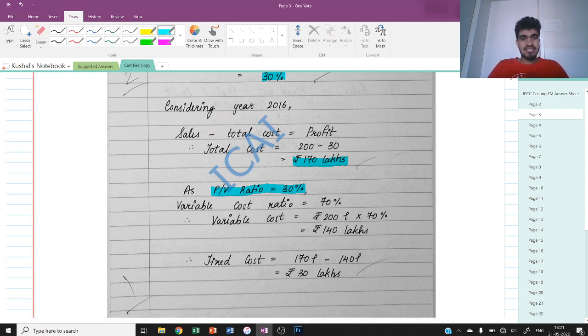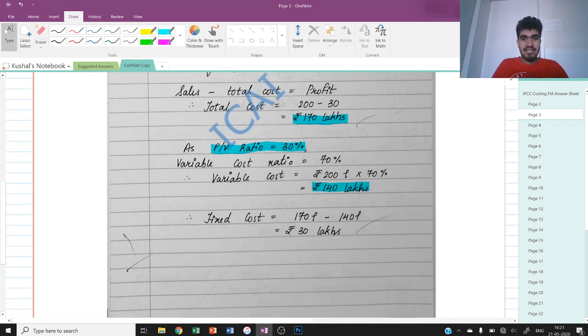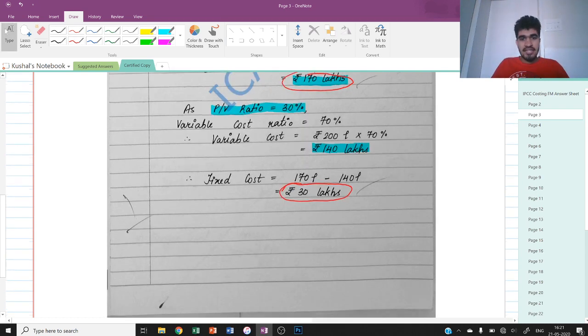Since your variable cost is 70% of sales, we can easily compute the variable cost by multiplying 70% with the total amount of sales. Thus, the variable cost amounts to rupees 140 lakhs, and therefore the fixed cost would be what? 170 minus 140, because we have the total cost as 170. See, this is the total cost of 170. We subtract 140 from the total cost to get the fixed cost of 30 lakhs. If you perform the activity for another year, you would get the same answer.